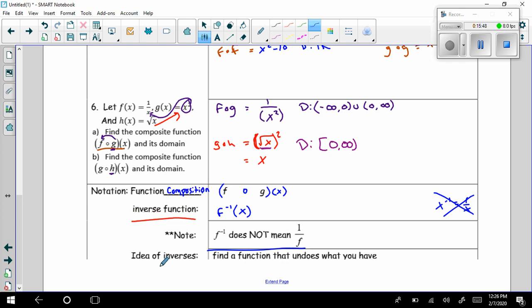Okay. We're finding a function that undoes what we have done. And so where if we have a line, we now have the inverse of that line. And that's a better idea of what we're doing in this particular case than what you did before.